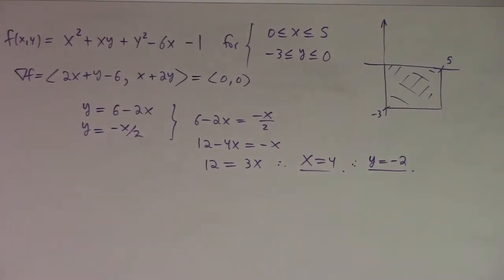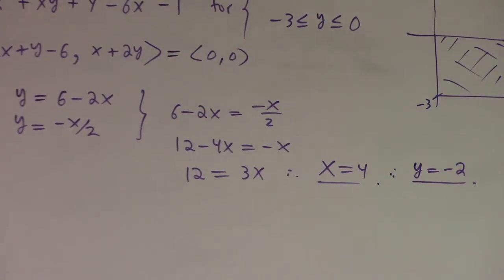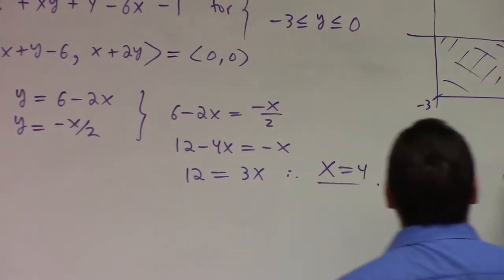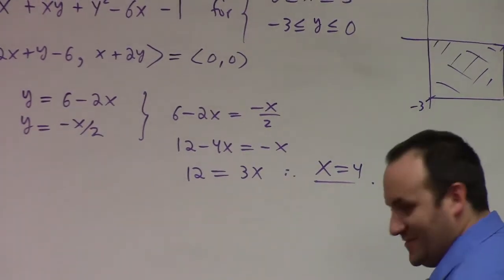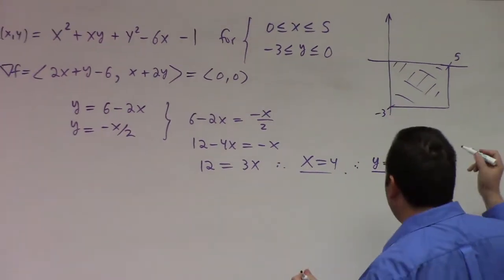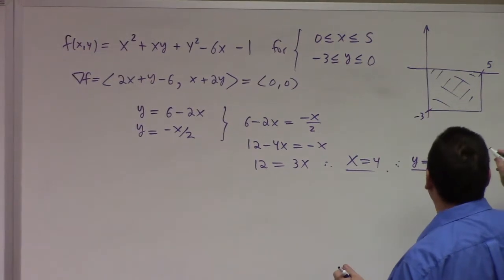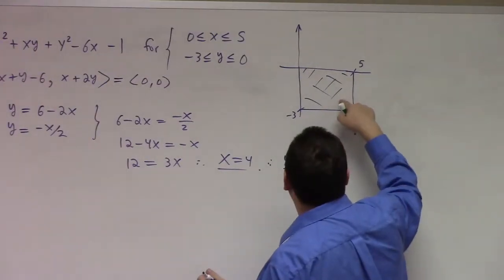Does that point even matter? Is it inside the box? Yeah, that's right. That makes sense in here. It's valid. 4 and minus 2, it's right in here, right?